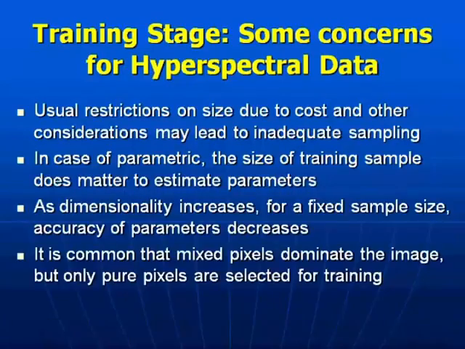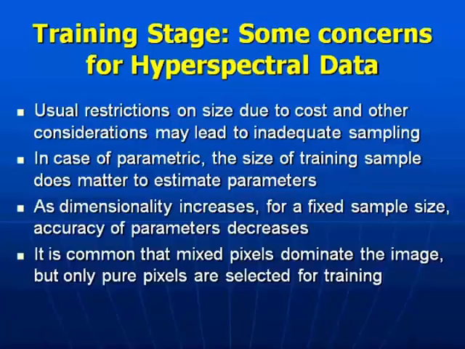But there are problems with these parametric classifiers, particularly for hyperspectral datasets. For example, in the training stage, there are usual restrictions on training sample size, due to cost and other considerations. This may lead to inadequate sampling when it comes to hyperspectral images. In the case of parametric classifiers, the size of the training sample does matter to estimate these parameters. But as the dimensionality increases, as is the case with hyperspectral data, for a fixed sample size, the accuracy of the parameter decreases and hence the accuracy of classification.